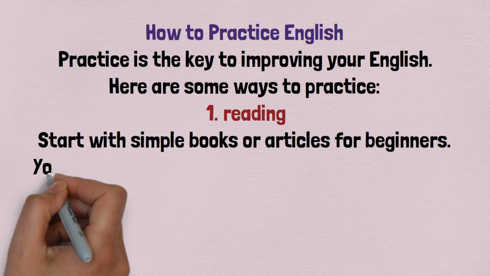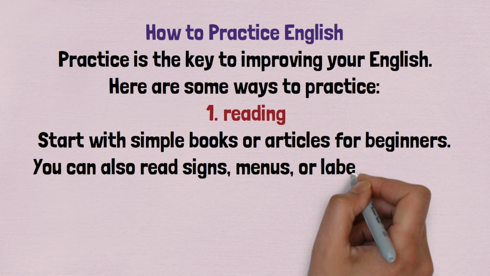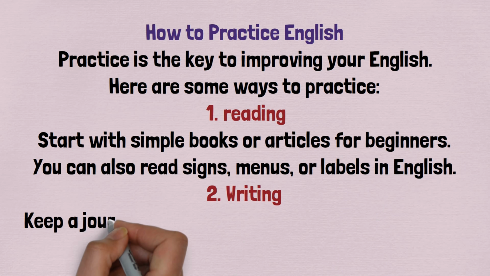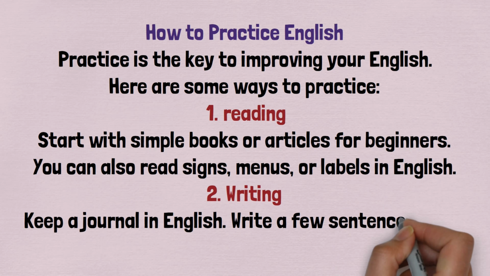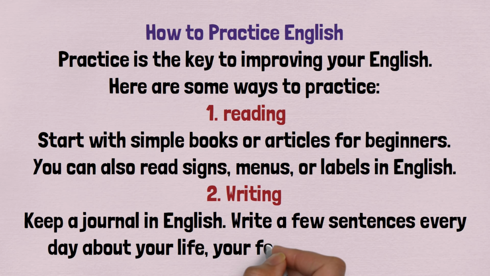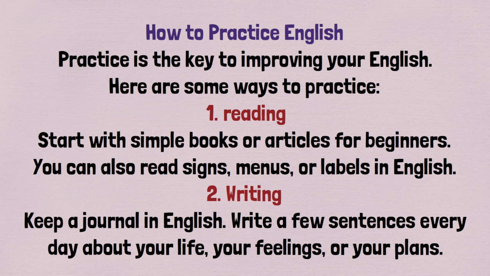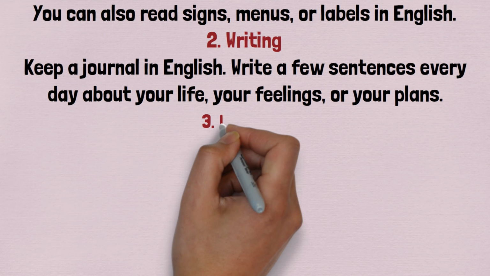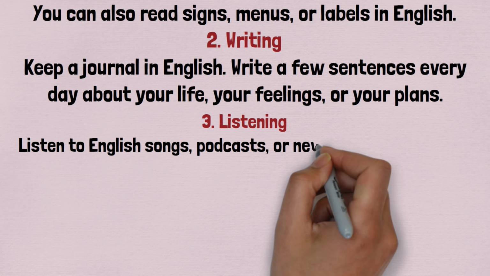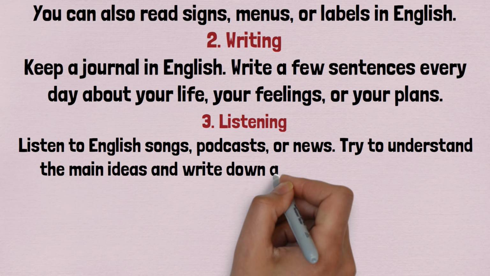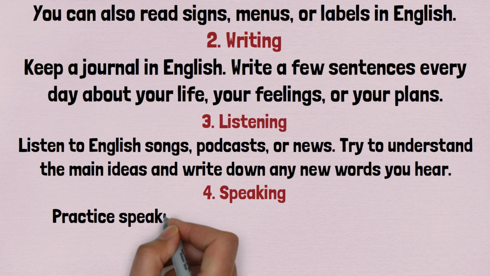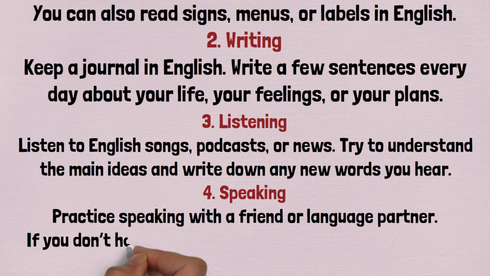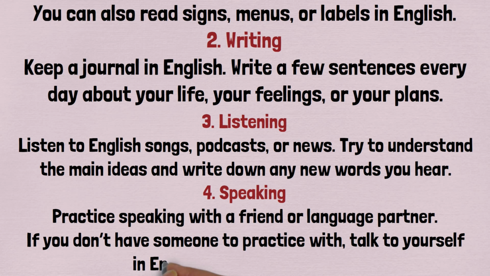1. Reading. Start with simple books or articles for beginners. You can also read signs, menus, or labels in English. 2. Writing. Keep a journal in English. Write a few sentences every day about your life, your feelings, or your plans. 3. Listening. Listen to English songs, podcasts, or news. Try to understand the main ideas and write down any new words you hear.